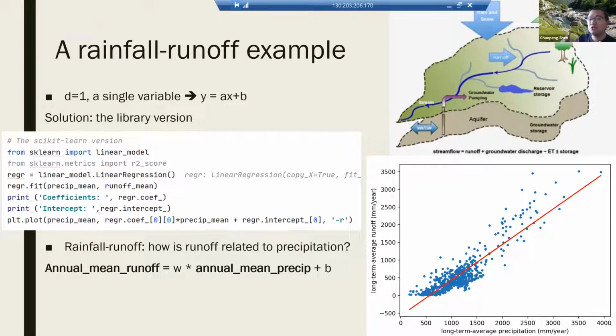So we record it every year. We record how much runoff there is, how much average precipitation there is, and we average it across the year. So on this data set, every little data point here you see is a basin. Okay, is a basin. And the x-axis is the long-term average precipitation, the y-axis is the long-term average runoff for that basin. And the relationship that we want to learn here is annual mean runoff is equal to a linear coefficient W times the annual mean precipitation plus a bias term.